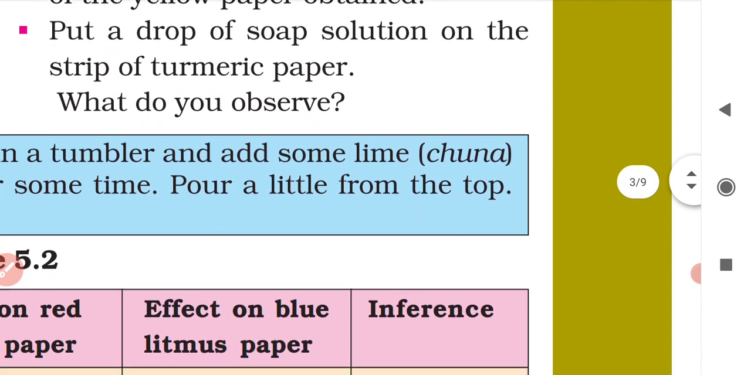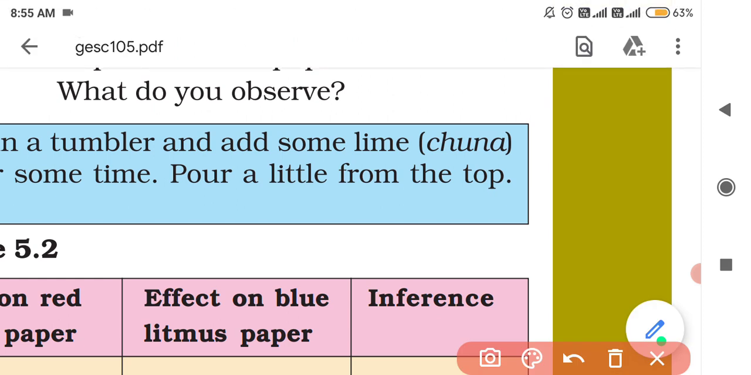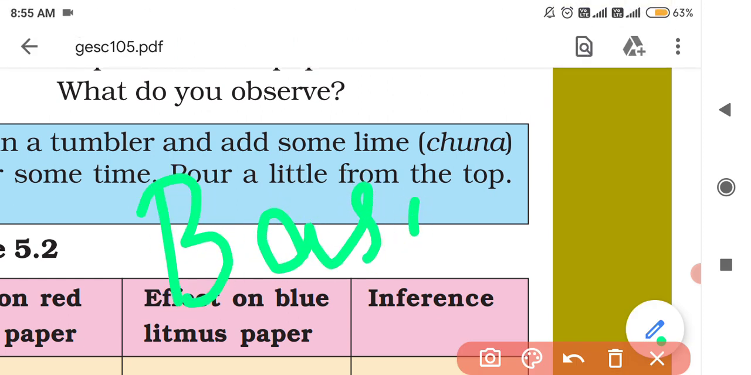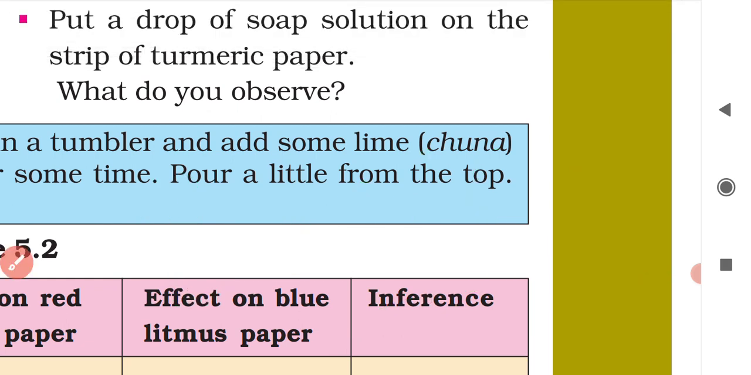Last step, put a drop of soap solution on the strip of turmeric paper. You have to put some drops of soap solution. Now what is the nature of soap solution? It is basic. Soap solution contains a base, so the nature of soap solution is basic. Then you have to drop some soap solution on the strip of turmeric paper.